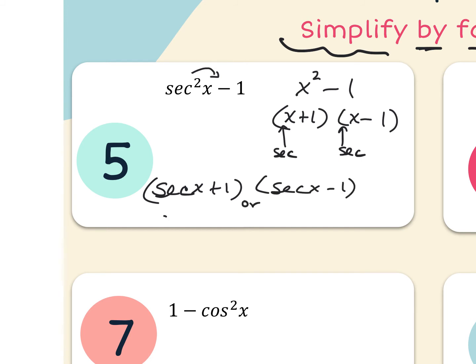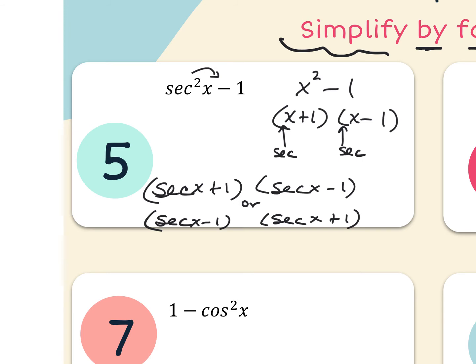Now, if you write secant x minus 1 first, and then secant x plus 1 second, it doesn't matter. Either one is acceptable. We don't take it any further. All it wanted us to do was factor the difference of 2 squares.